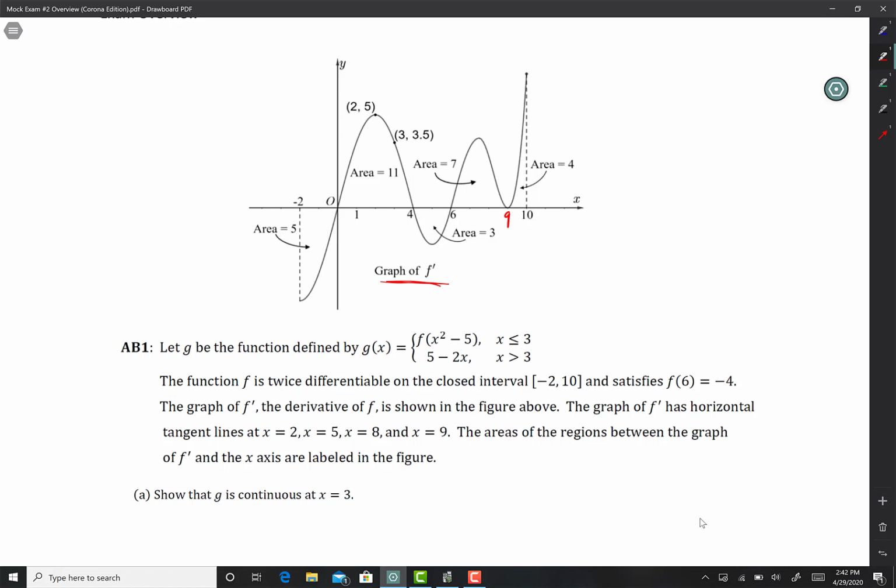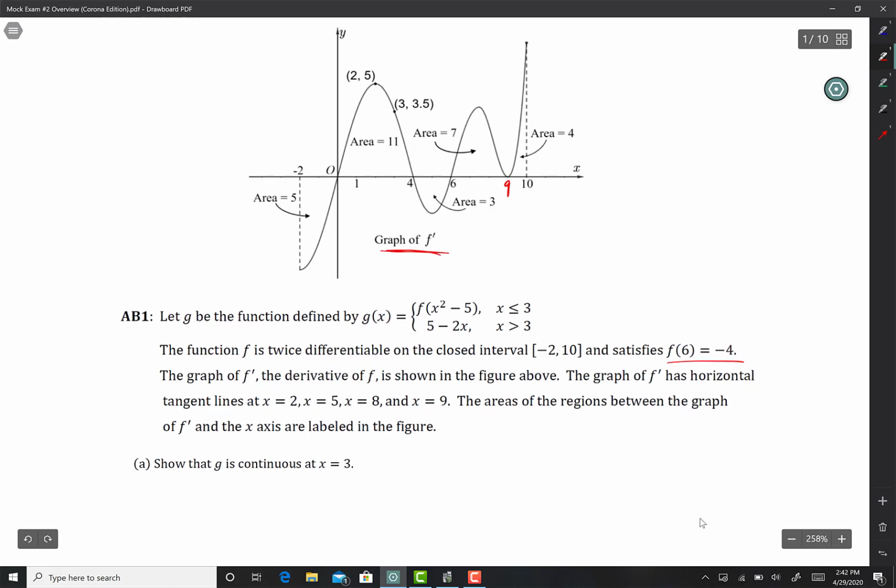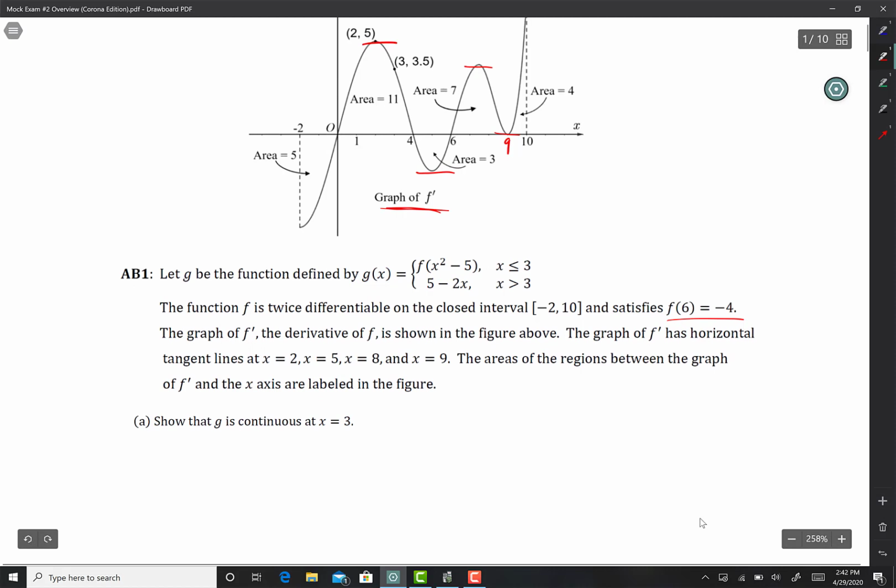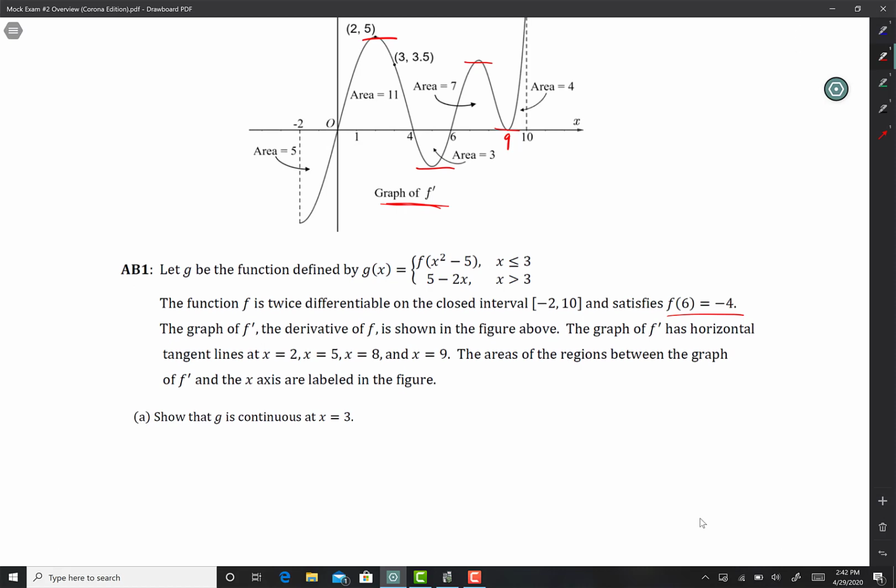The function f is twice differentiable on the closed interval negative 2 to 10 and satisfies f of 6 equals negative 4. So we're probably going to need that later on. The graph of f prime, the derivative of f, is shown in the figure above. The graph of f prime has horizontal tangents at 2. So here's 2. At 5, so here's 5, and at 8, so here's 8. And then one more time at 9. The areas of the regions between the graph of f prime and the x-axis are labeled in the figure. Okay. Show that g is continuous at x equals 3.